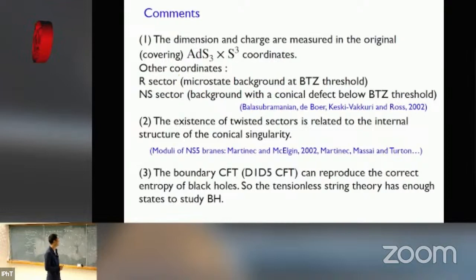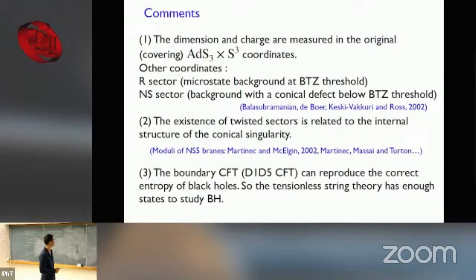And it was pointed out by Martinec and Mathur in this paper. They show that the existence of these twisted sectors is related to the internal structure, or more specifically the moduli of the NS fivebranes. So in our system, we do not have these internal structures, but the twisted sectors of string theory should be able to reproduce them.